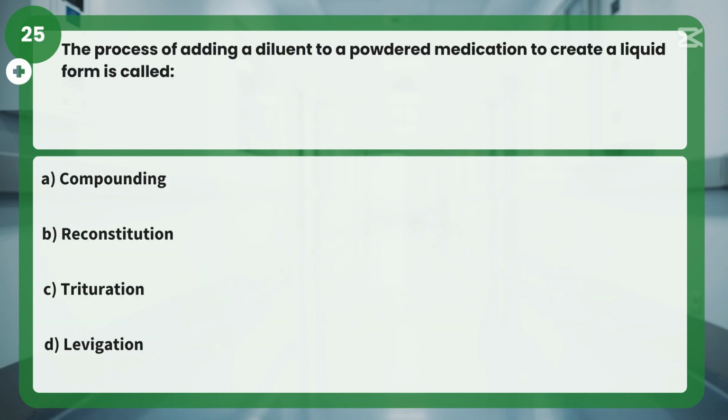Question 25. The process of adding a diluent to a powdered medication to create a liquid form is called A. Compounding. B. Reconstitution. C. Trituration. D. Levigation.